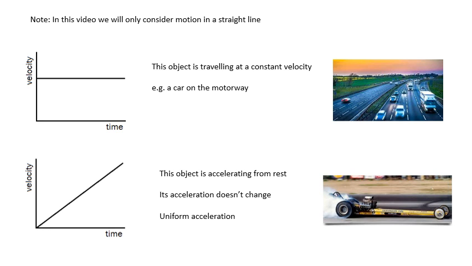Now, this object is accelerating. Yeah, it's speeding up. It's speeding up from rest. You see that the line goes through the origin. And it's a uniform acceleration, and that means its acceleration doesn't change. So every second, its velocity gets bigger by the same amount. Every second its velocity gets bigger by 3 meters per second. That's uniform acceleration.